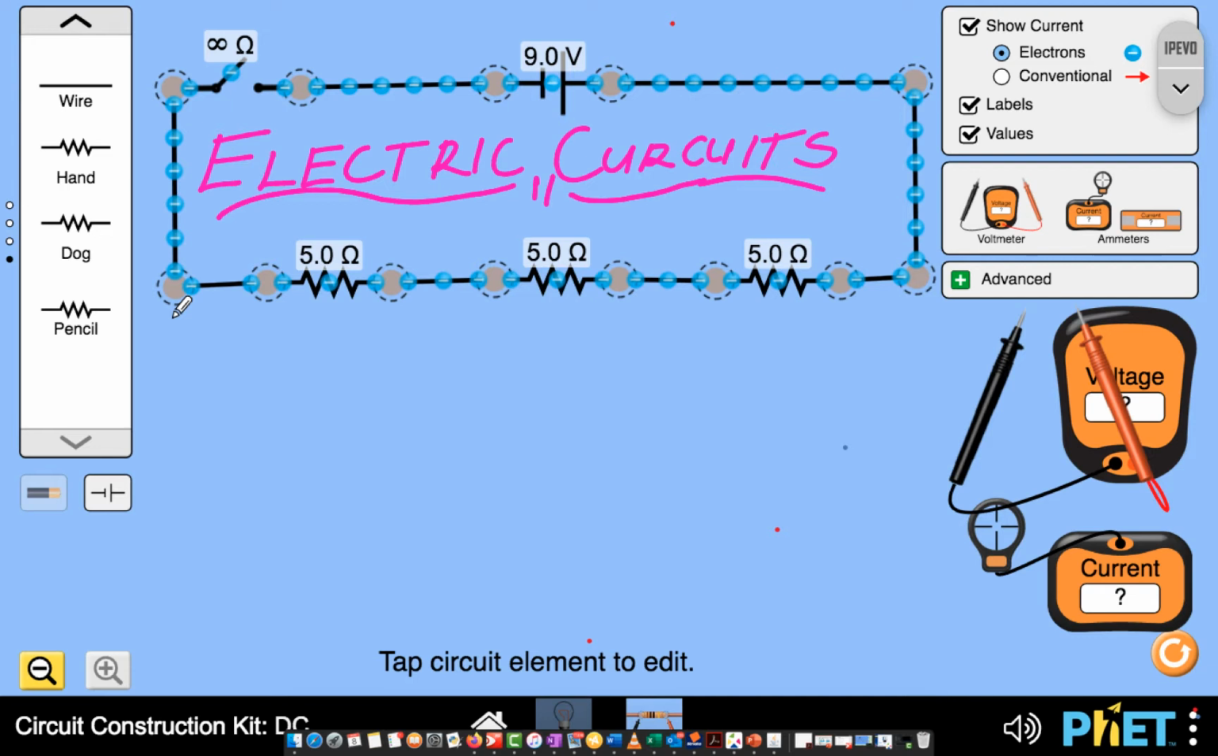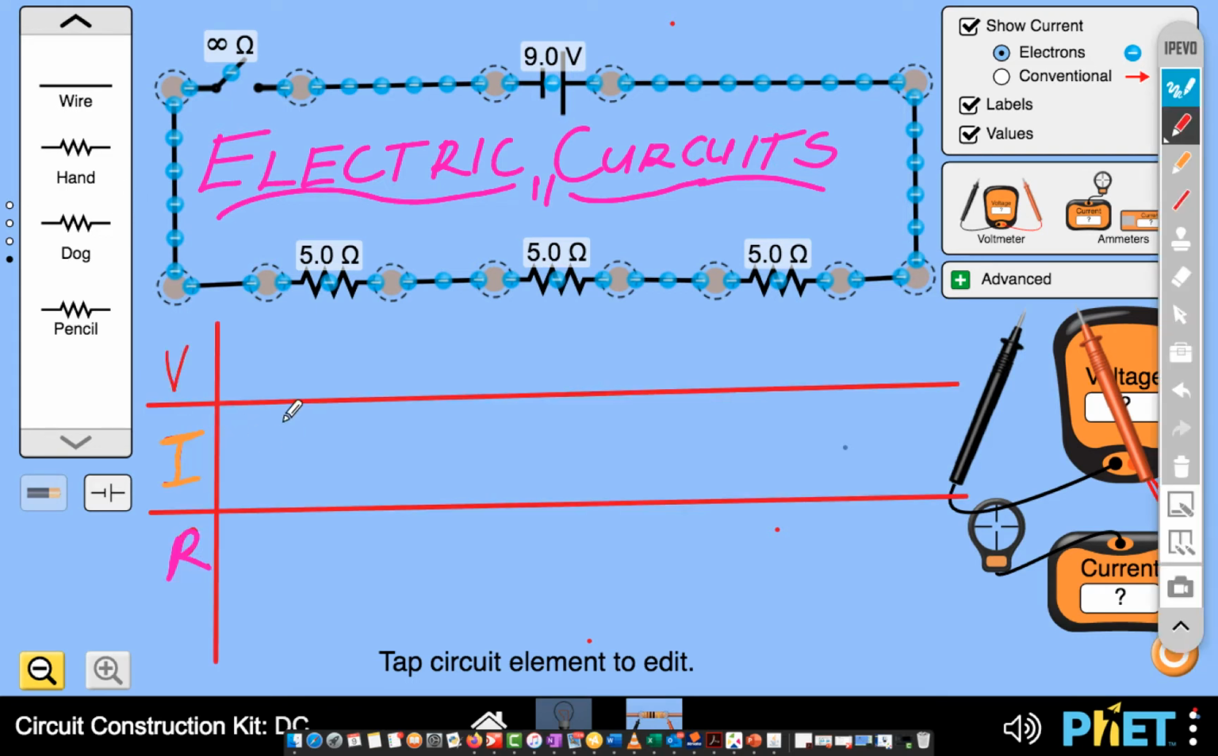So we are going to discuss potential difference, current, and resistance. Okay, great. So now let's talk about the potential difference. So as you can see here in this electrical circuit, our potential difference is exactly 9 volts. We've got 3 resistors which are 5 ohm each and they are connected in series.